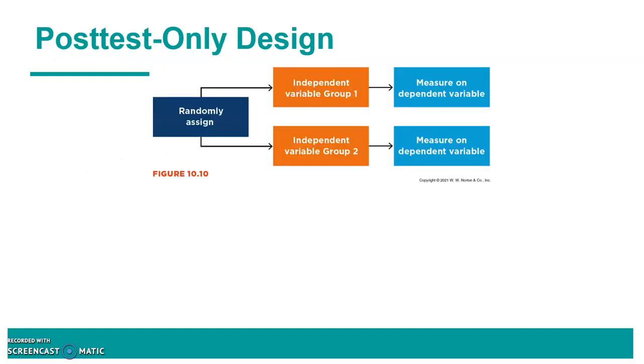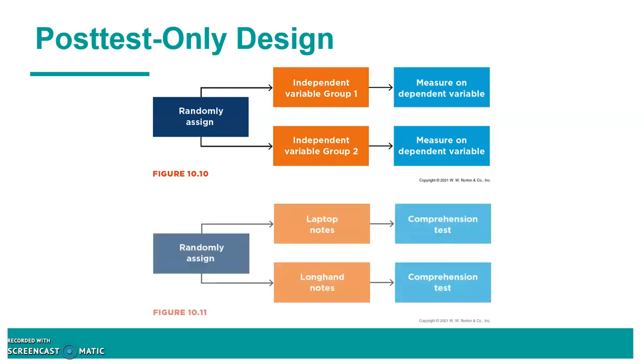So here's an example of a between groups design known as a post-test only design. This is a pretty simple experimental design, probably what seems most familiar, where you have two groups, and individuals are randomly assigned to group 1 or group 2, and then there's some intervention, and then the dependent variable is measured afterwards. Here's an example: randomly assigned to either take notes on a laptop or notes with pen and paper, and then measure accuracy on a comprehension test afterwards.